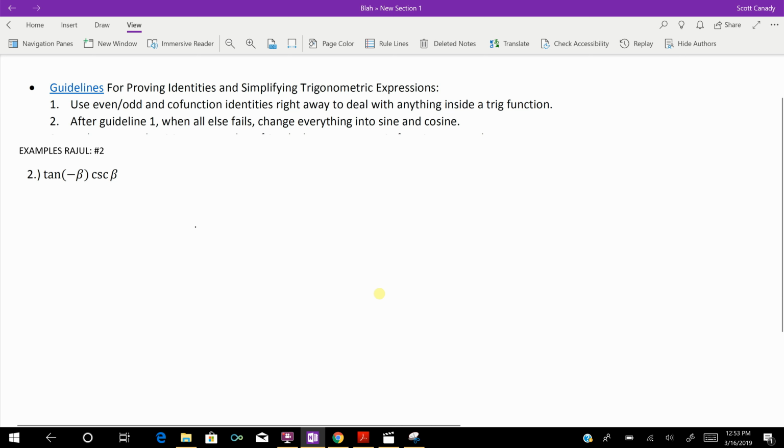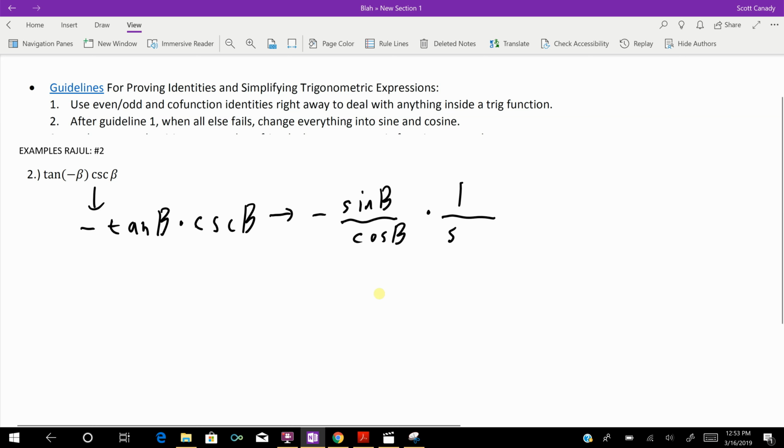Let's go ahead and change that real quick. So we get negative tangent of beta, and we're still multiplying that by cosecant of beta. After we've done this, we can use guideline number 2. When all else fails, change everything into sines and cosines. So tangent of beta is sine of beta over cosine of beta, and cosecant of beta is 1 over sine of beta.